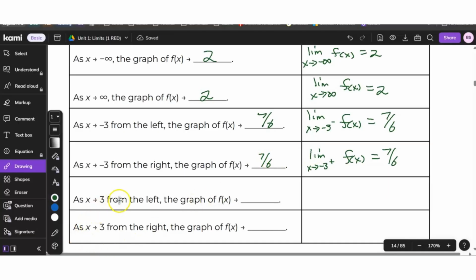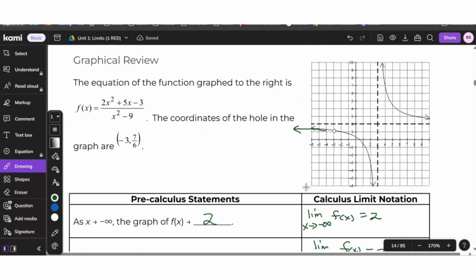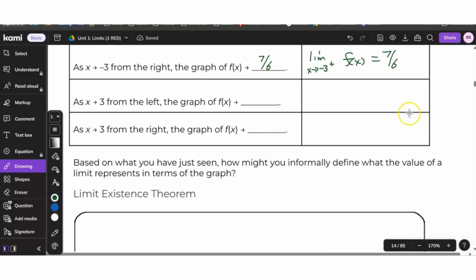So now, as x approaches 3 from the left, the graph of f of x, let's go look. So what is 3? A vertical asymptote. And from the left, which way are we going? Negative. We're going to get down to -infinity. Now, before we write that down, let's look at the other one too, because we know it's going to ask us from the right. What's happening on the right side? Positive infinity. So from the left, we went to -infinity, and from the right, we went to positive infinity.